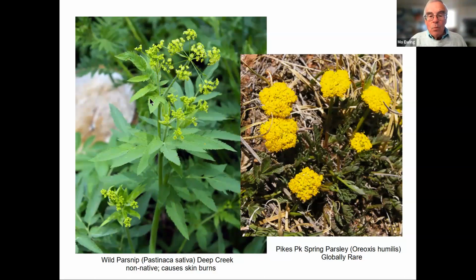So that's one way you'll see it, with a loose compound umbel. And then there are a lot of them that have really dense compound umbels like this. But again, they're pretty easy to identify. This guy here, Oreoxis humilis, is a globally rare plant, which is one of Colorado's endemic plants. It only occurs on Pikes Peak, although people think they might have seen it on a couple of nearby peaks. But that's the parsley family, and that's a nice, easy one.